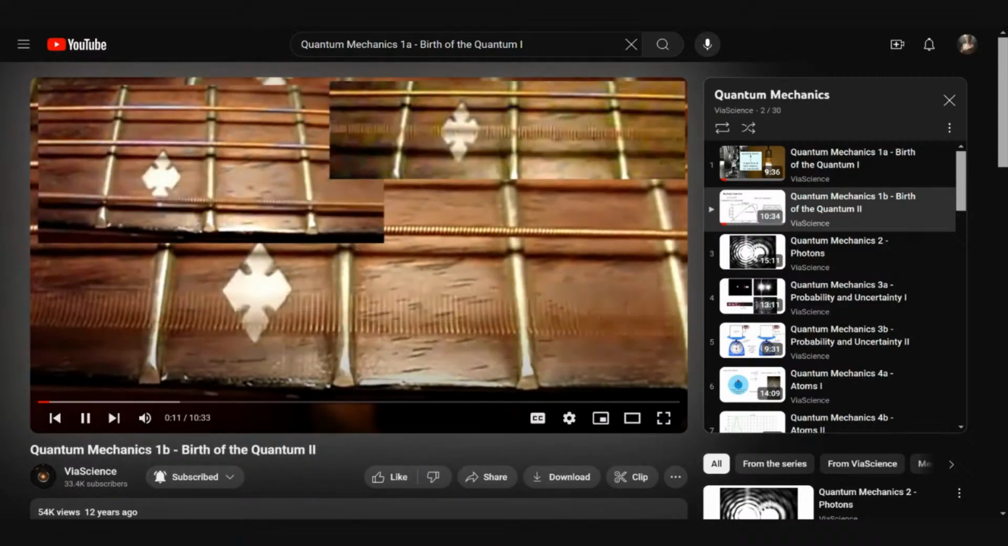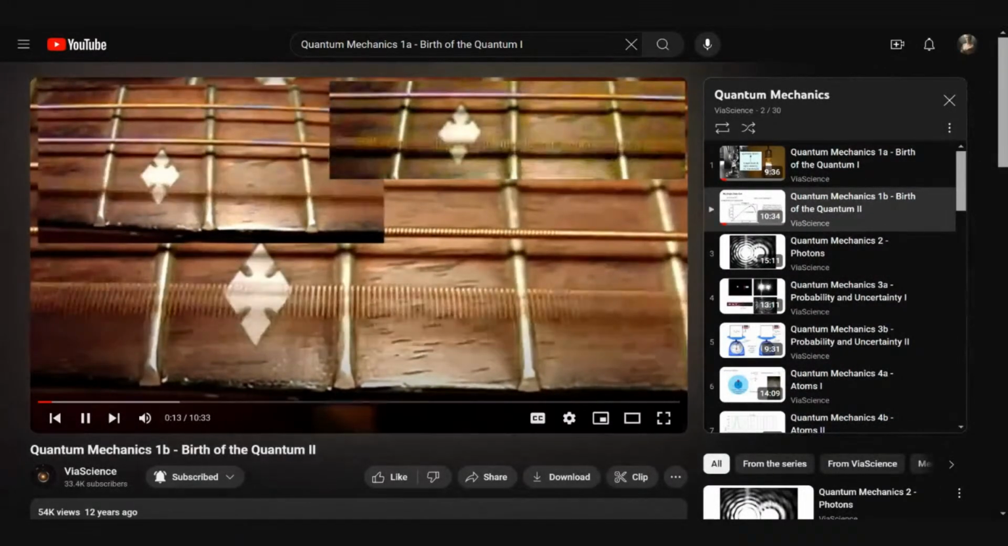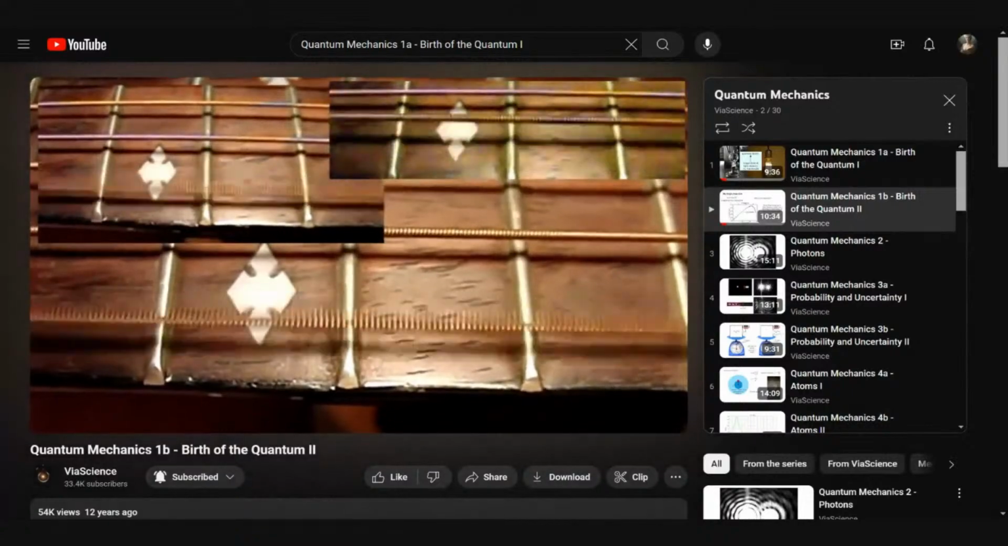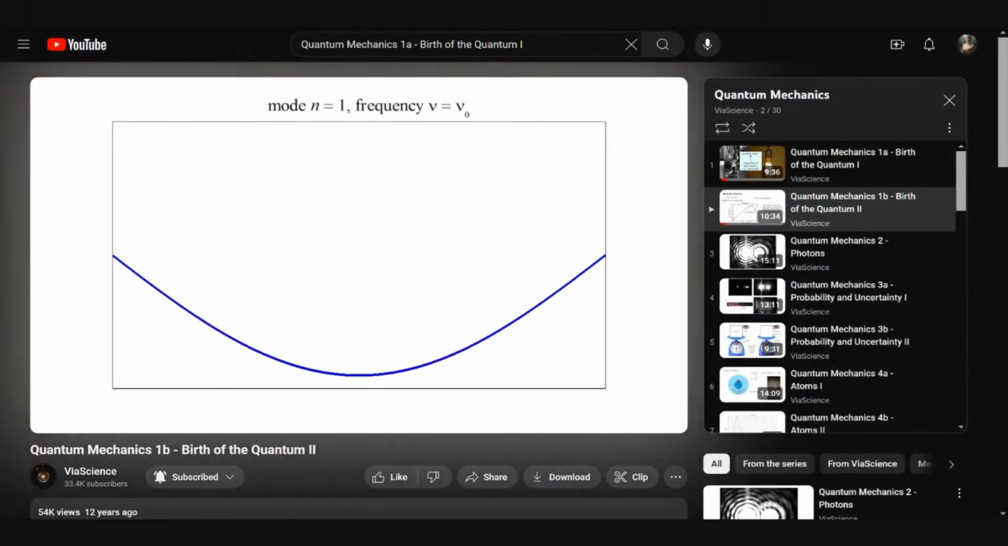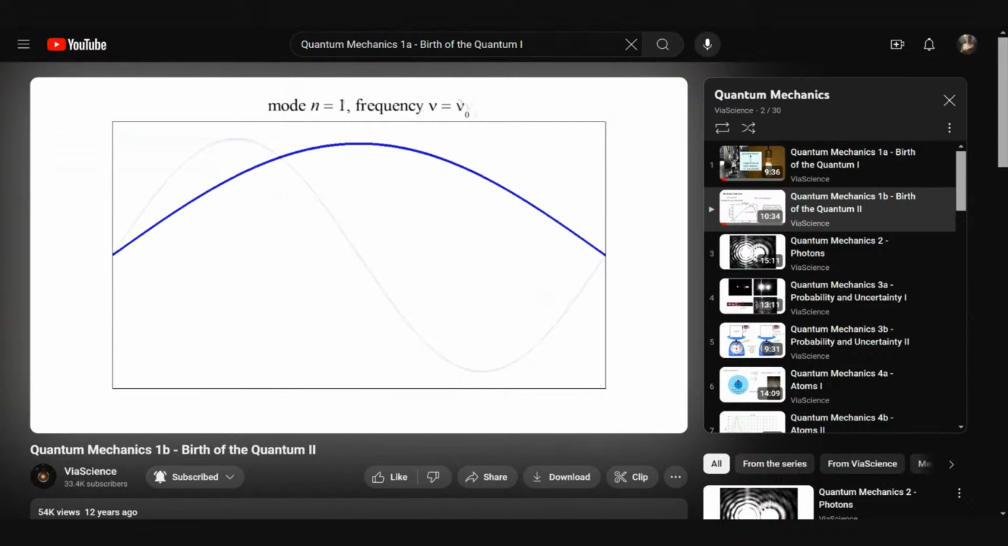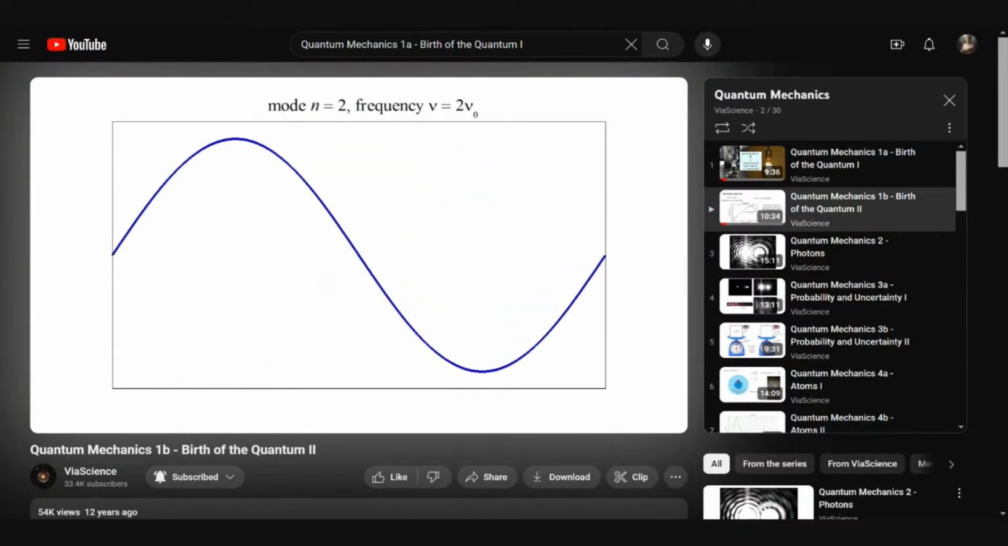What is going on? First, consider one-dimensional waves, such as a vibrating guitar string. The string is fixed at its two ends and cannot move there. In between, it can oscillate with a single bump at a certain frequency. It can also oscillate with a two-bump shape at twice the single bump frequency.